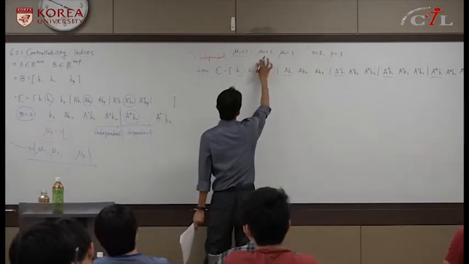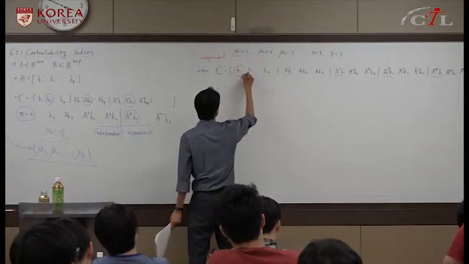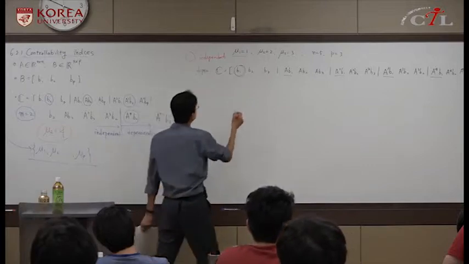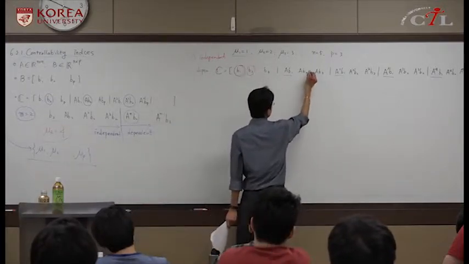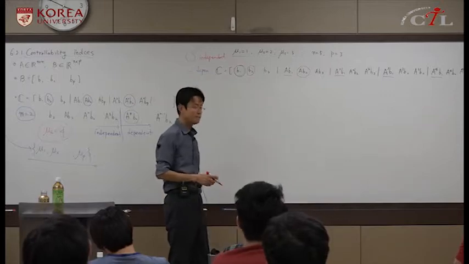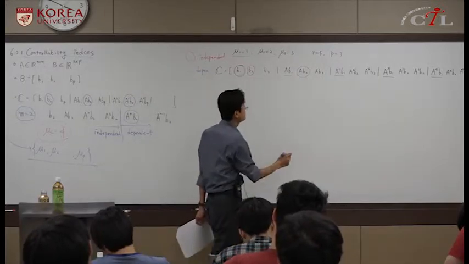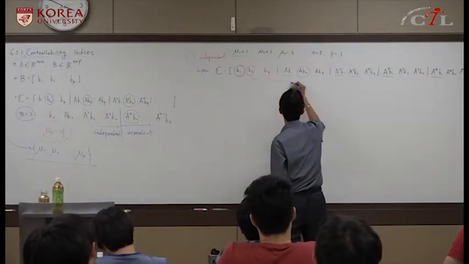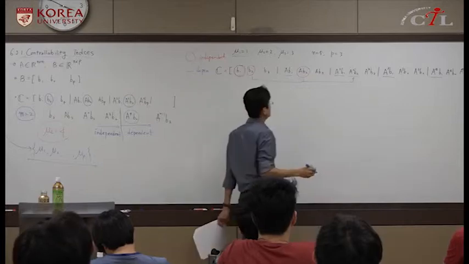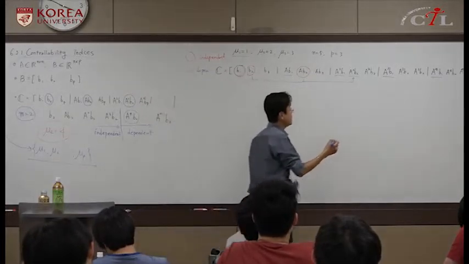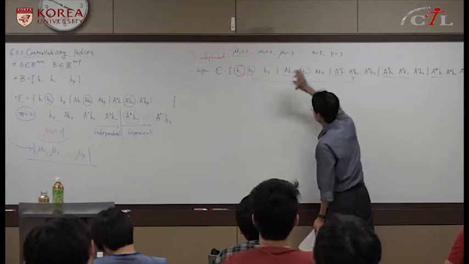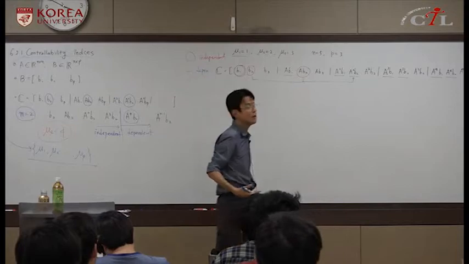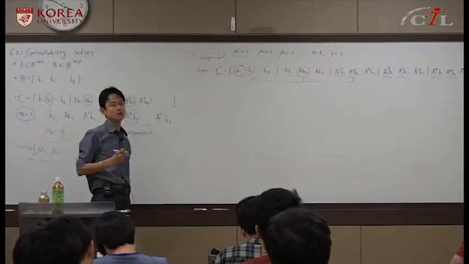mu2 equal to 2 indicates that the first two vectors are independent. So B2 is independent and AB2 is independent. Following that, A squared B2 can be generated by the linear combination of B2 and AB2. Similarly, A cubed B2 can be generated by linear combination of those two, and A fourth power B2 also can be generated by linear combination of two vectors.